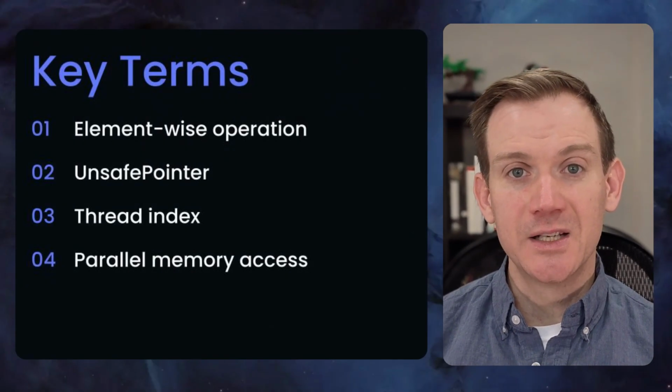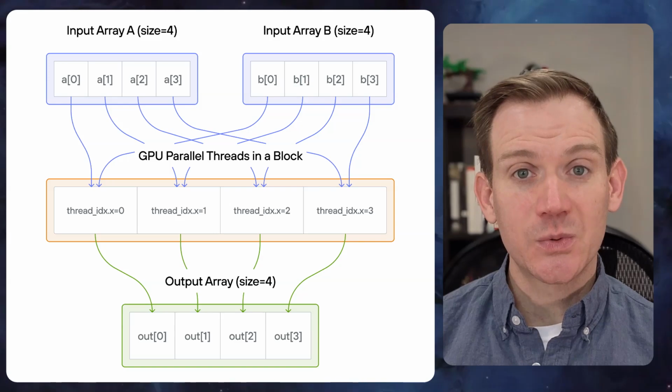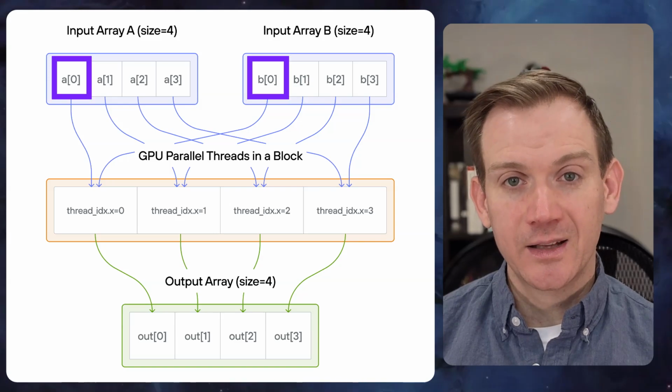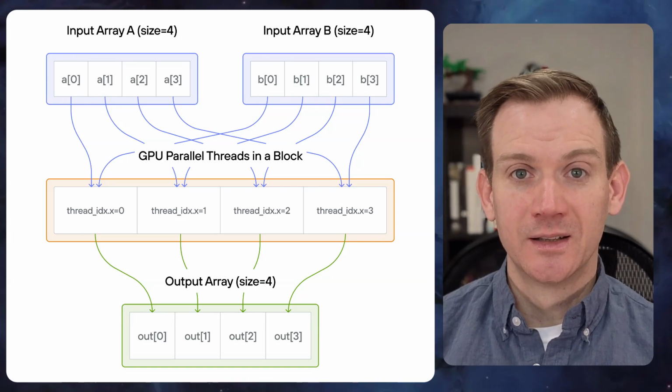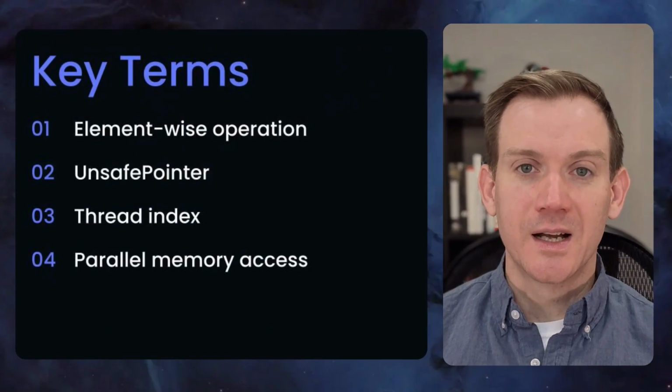Let's define some key terms we'll be using. First, element-wise operation, an operation that applies the same computation to corresponding elements of arrays. In our case, we're adding element 0 of array A to element 0 of array B, element 1 to element 1, and so on. The specific operation we're performing is called a zip operation because we're kind of pairing up elements like a zipper.